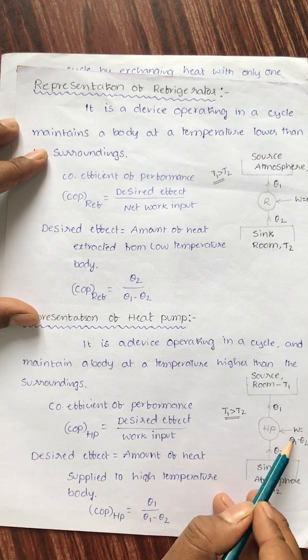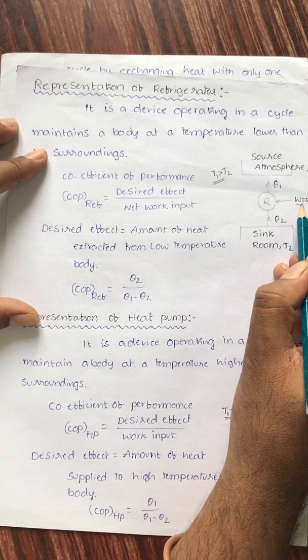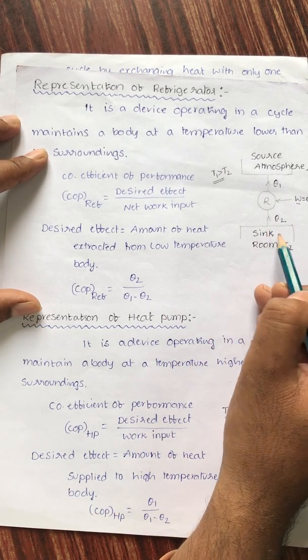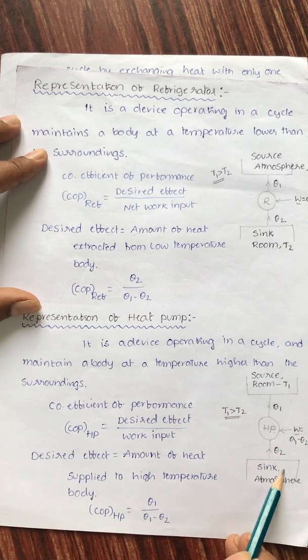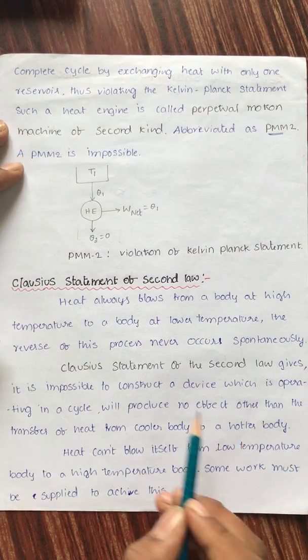To achieve this we have to spend some work, some energy, on the system. Then only can heat flow from the low temperature body to the high temperature body. That is the Clausius statement.